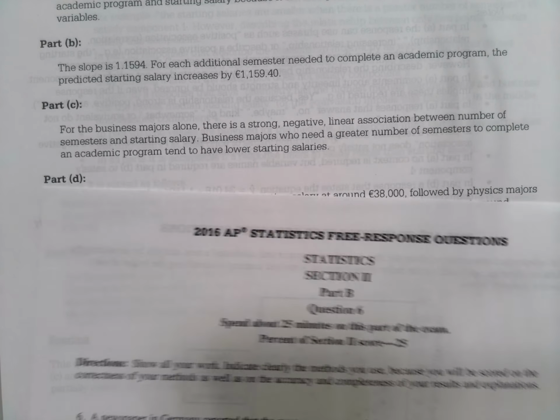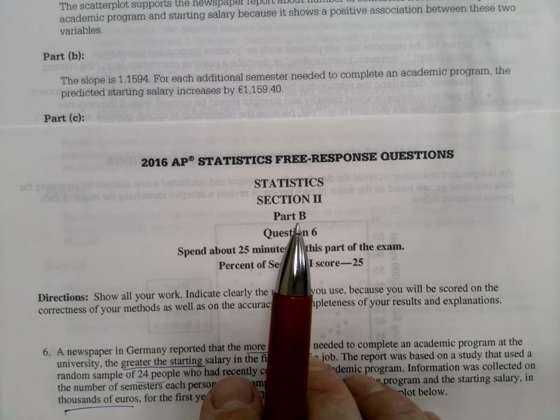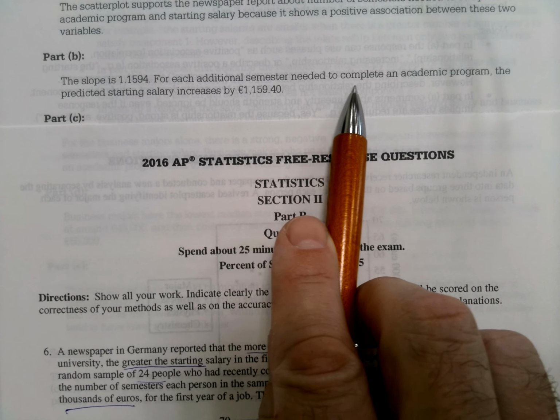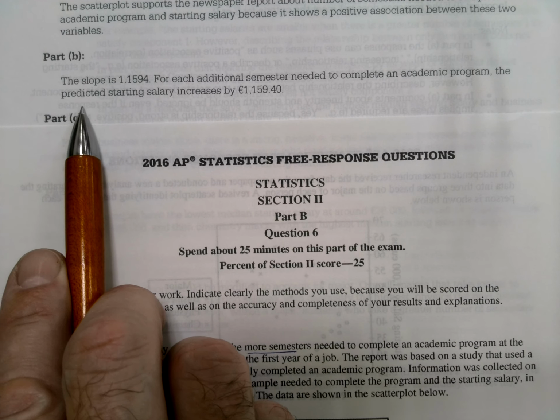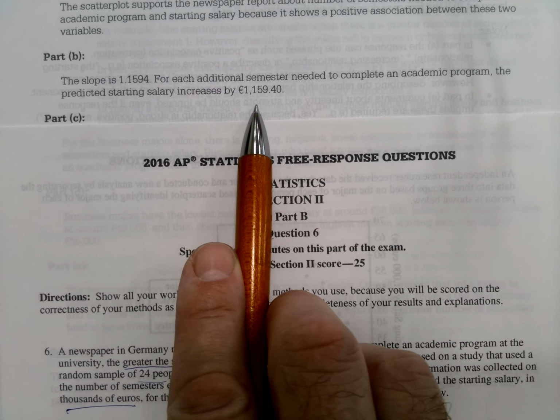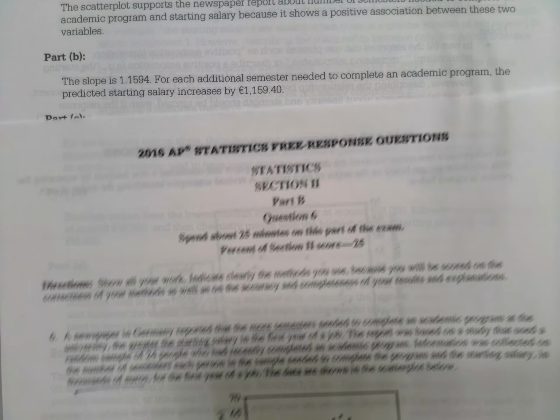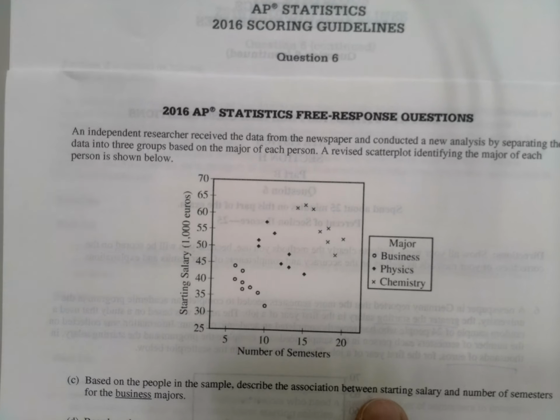Let's see how they worded it. The slope is 1.1594 for each additional semester needed to complete an academic program. The predicted starting salary increases by 1,159.4 euros, right? So just like we thought, let's look at the back. Here we go. Question, the next piece.